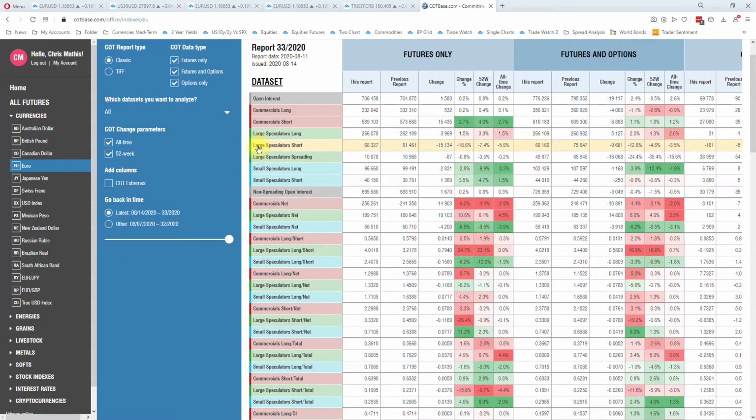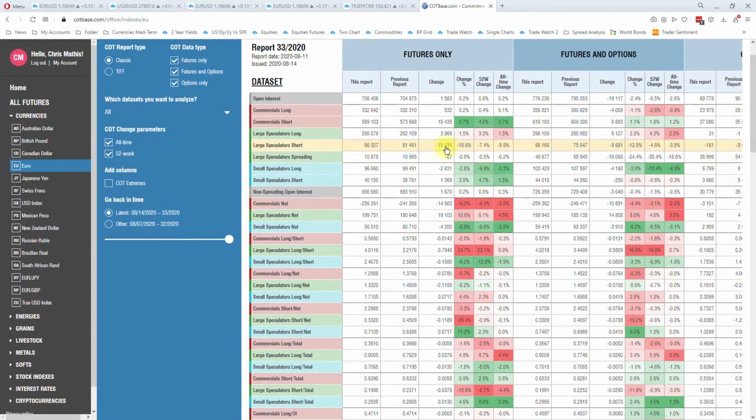If we look at this, we see large speculator shorts closing out. 15,134 contracts closed, which pushed that net long position up. There was only a small amount of buying comparatively, just under 4,000 contracts. Now there's still some buying in here, but the majority of that move was shorts closing out.